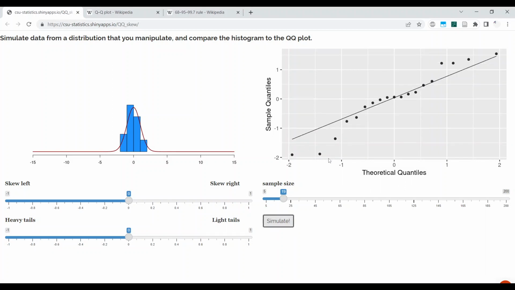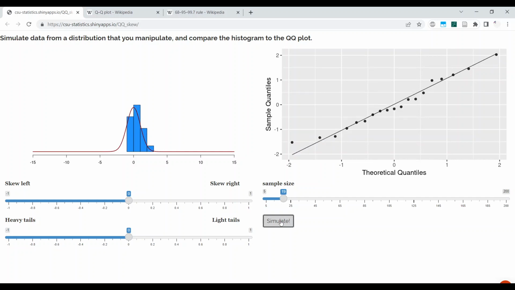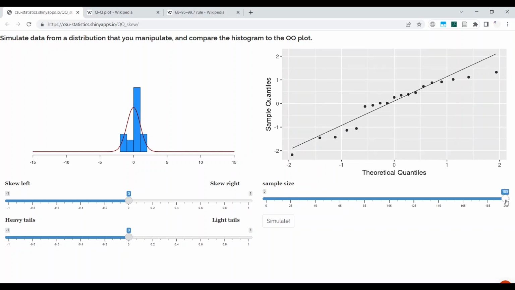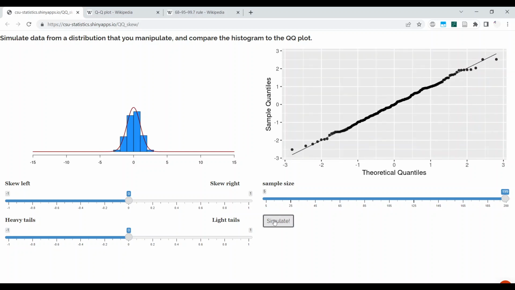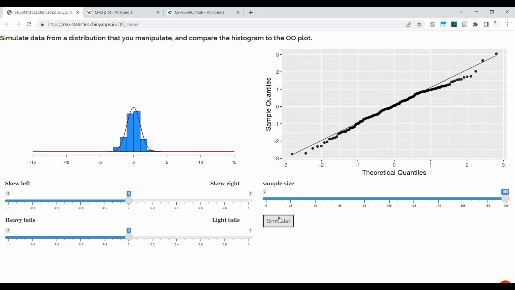Here they seem to veer off a lot, but I know these data came from a normal distribution because that's how the app works. If I crank the sample size all the way up, now what you'll see is this behaves much better. The data are almost perfectly on the line in the middle, and not too far off of it on the ends. Okay, so let's see what happens when I mess with this stuff.